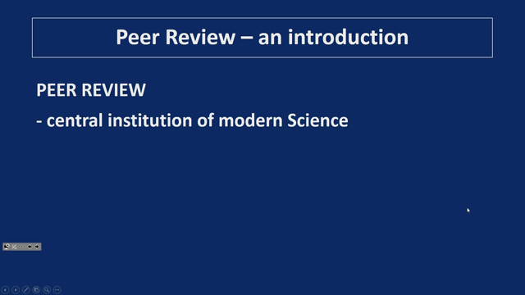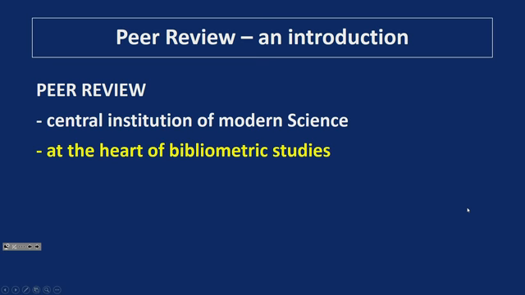Now, peer review is adopted by nearly all academic outlets as the legitimate way to select scientific contributions. So it is a central institution in modern science, and at the same time it is at the heart of bibliometric studies, because it is the process which leads to publications and eventually citations, which are the object of scientometrics and bibliometric studies.